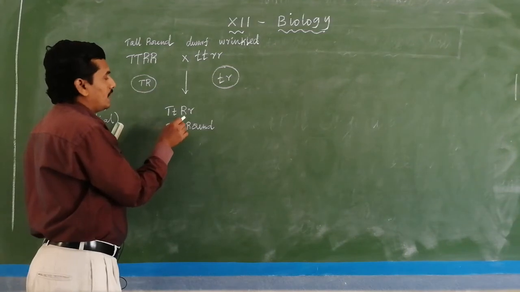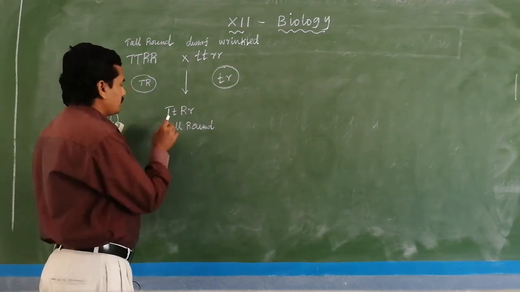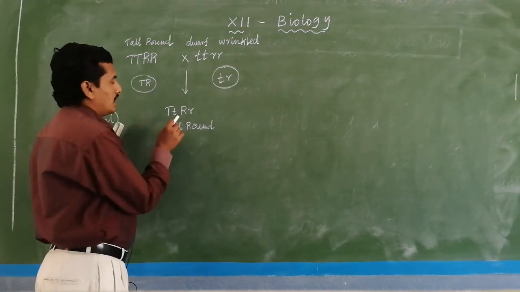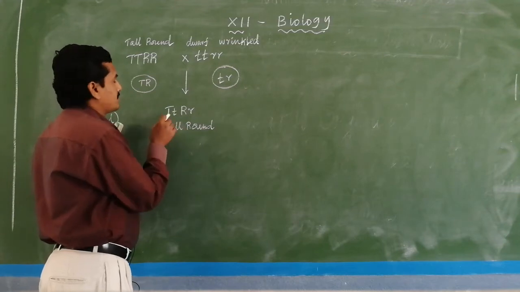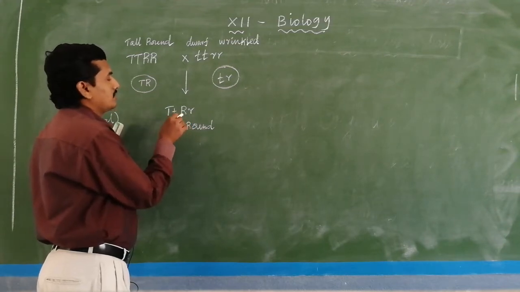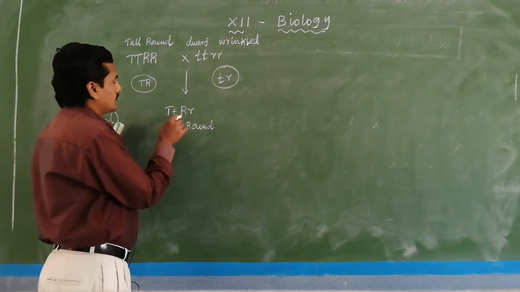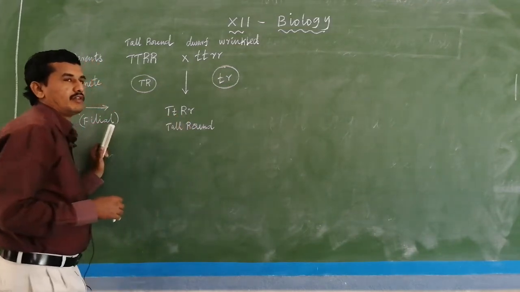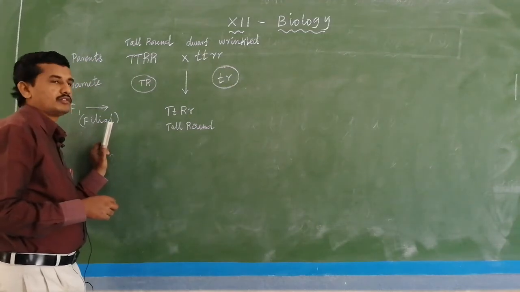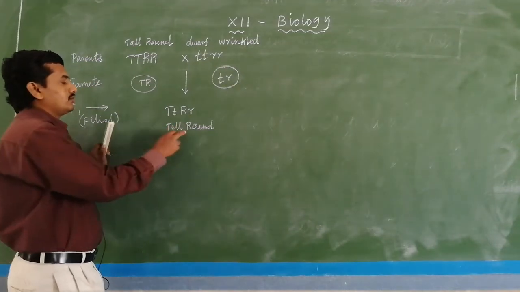That is double heterozygous. Double heterozygous means capital T, small t and capital R, small r. Capital T, capital R, small r means that is single heterozygous. Here both the characters are different versions, so that is heterozygous. Here, heterozygous tall round.